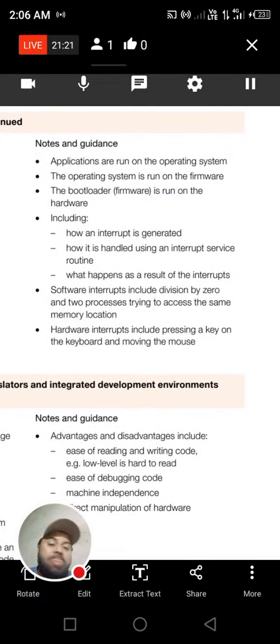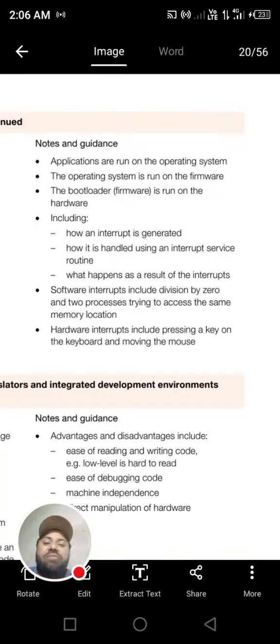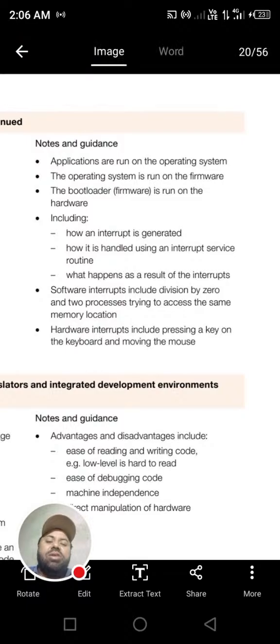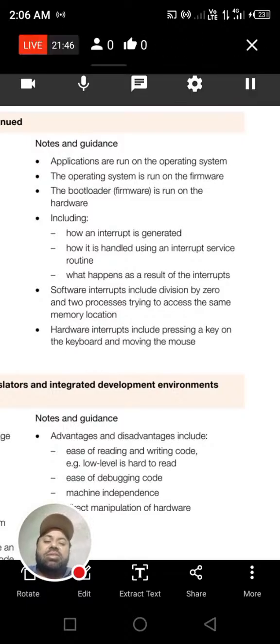Of course, an operating system, just like the Windows operating system, Windows 10, nowadays 11 and so on. The operating system runs on the firmware. The operating system is just like firmware, and the bootloader runs on the hardware. Firmware always runs on hardware, including how an interrupt is generated and how it is handled using an interrupt service routine, which we call ISR. What happens as a result of interrupts?